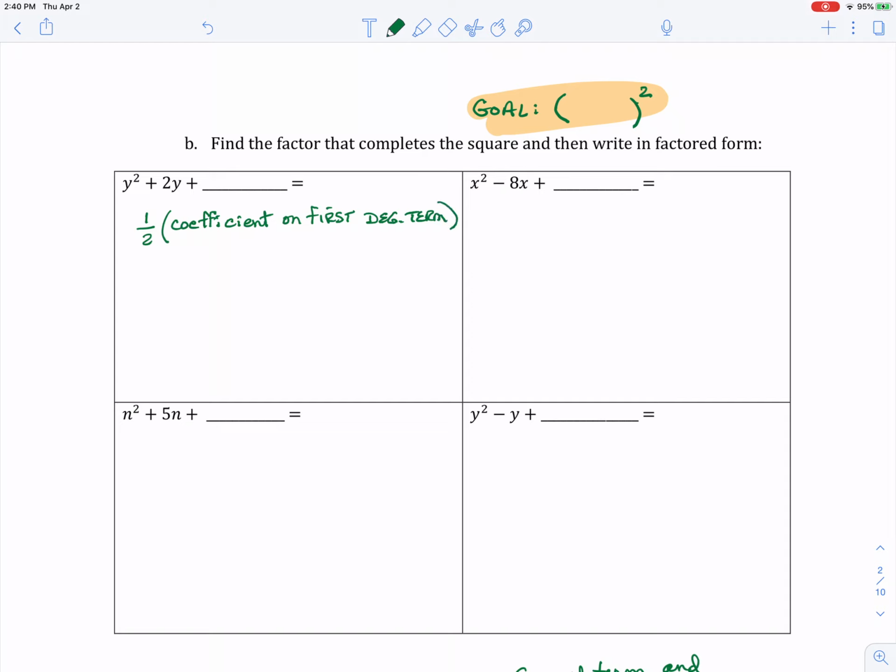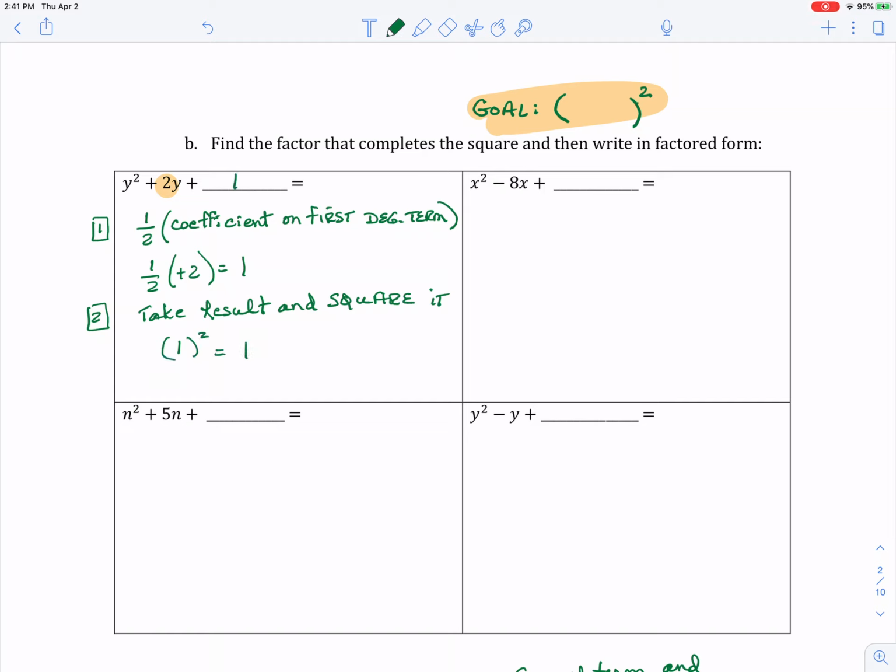In this particular problem, the coefficient on the first degree term is this positive 2. So I take half of that and I get 1. So that's the completion of the first step. The second step is to take that result and square it. So if I take 1 and square it, I get 1.